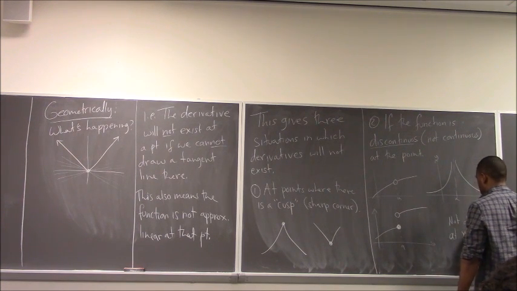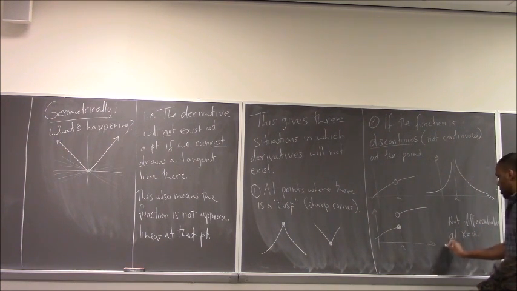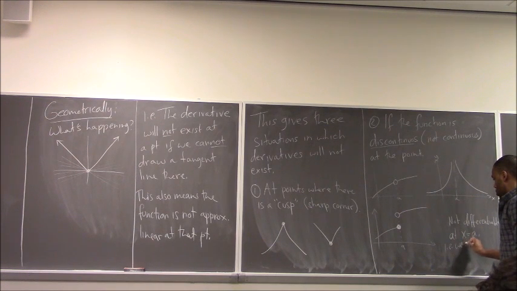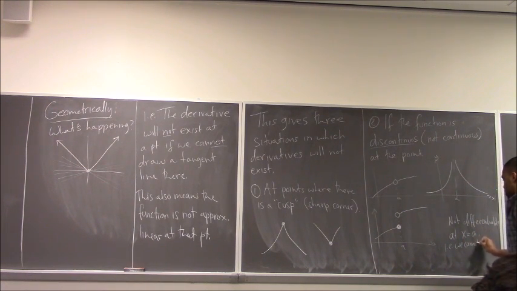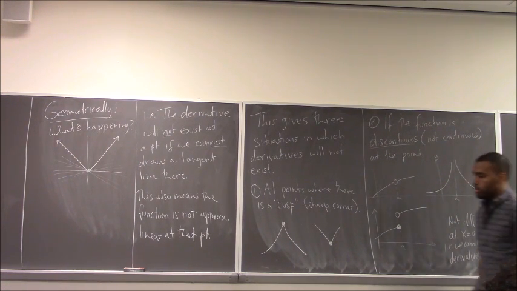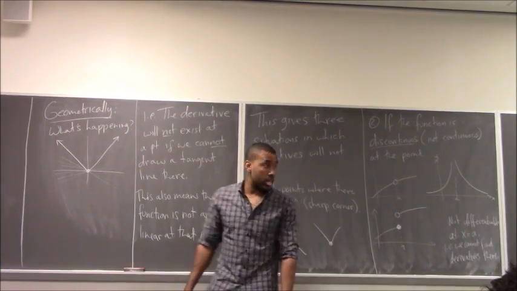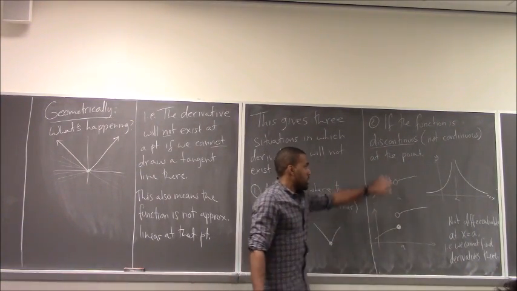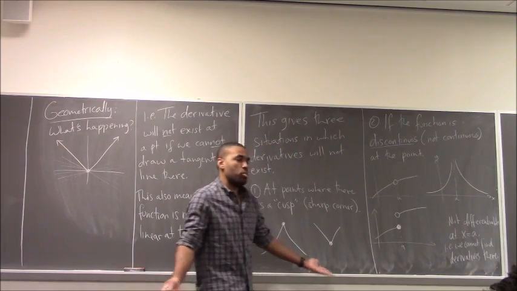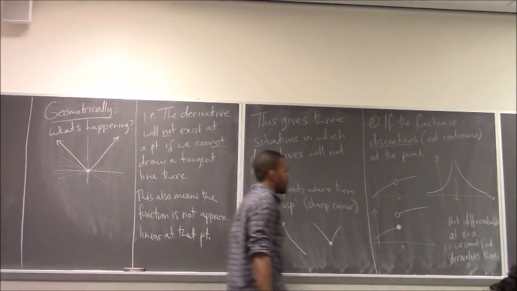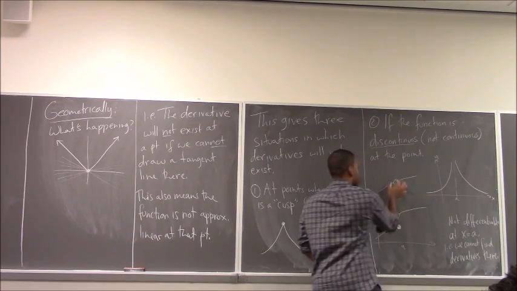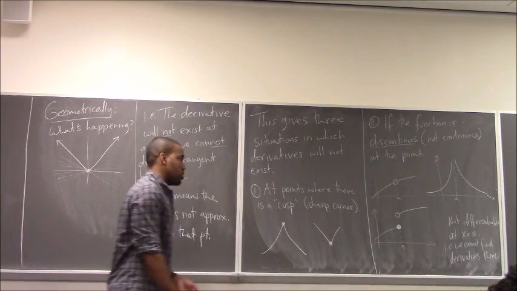At x equals a, we cannot find derivatives. So derivatives will not exist at sharp corners. They also will not exist when your function is not continuous. You can't draw a tangent line to a point if there is no point. And a hole will never look like a straight line if you zoom in.